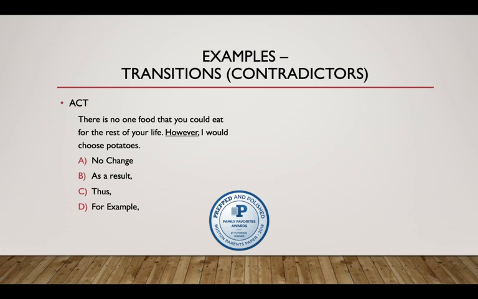Now, if I'm looking at as a result and thus, those are both cause and effects. Well, is there a cause? There's no one food that you could eat for the rest of your life. And is there an effect? I would choose potatoes. Well, didn't I just say there is no one food? And now I'm talking about I would choose potatoes? That seems to not go along with one another, or seems to kind of clash. And that's my hint.